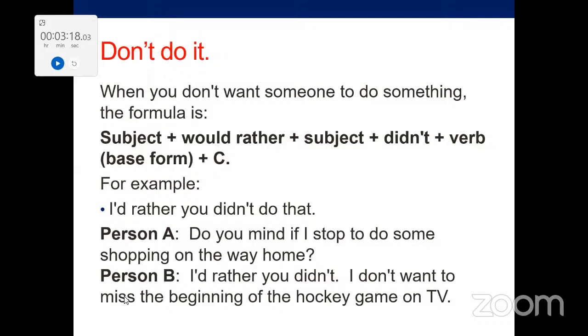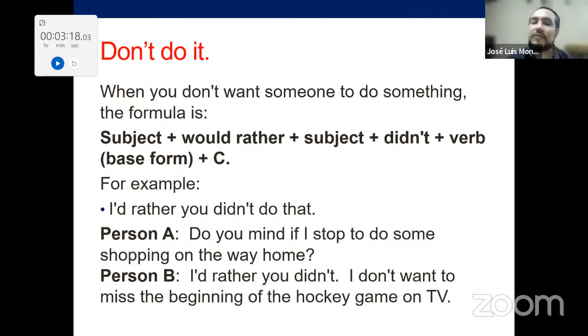Person A: Do you mind if I stop to do some shopping on the way home? Person B: I'd rather you didn't. I don't want to miss the beginning of the hockey game on TV. Great. Thank you, Astrid. So good.